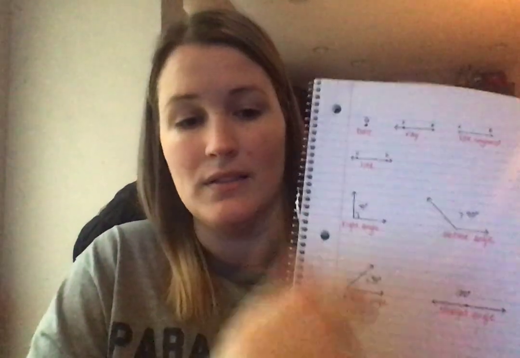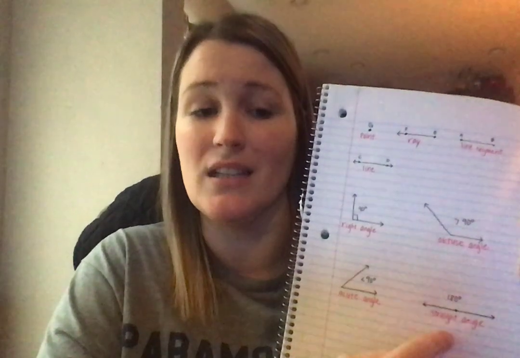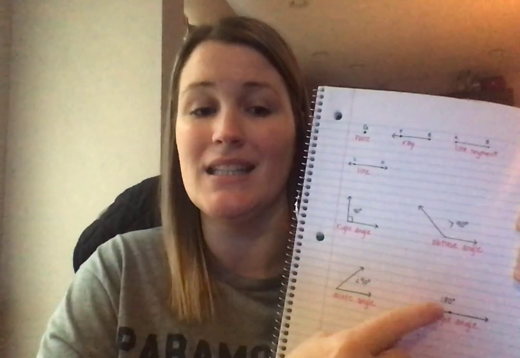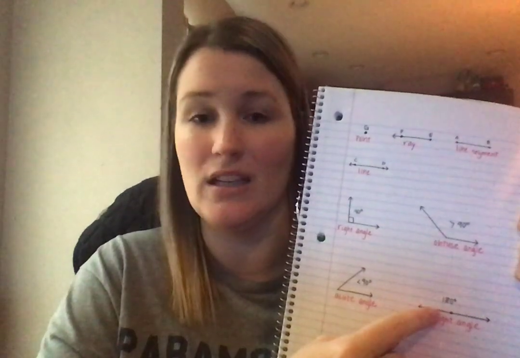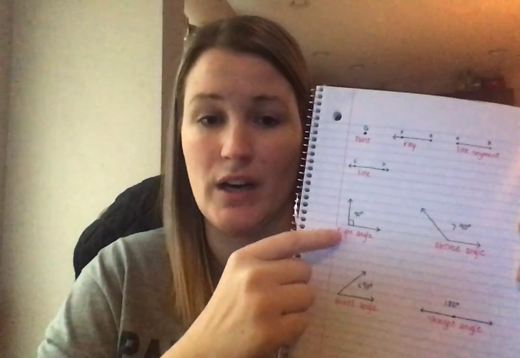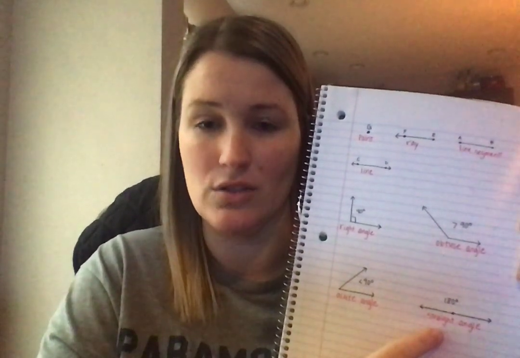Our last one is a straight line. And we can remember what this angle is called because it's a straight line, so it is a straight angle. It is exactly 180 degrees. No matter what, it is always 180 degrees. Just like our right angle is always 90, a straight angle is always 180 degrees.